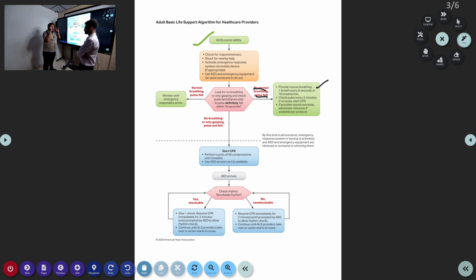What is the duration that you need to check for a pulse? The minimum duration is 5 seconds, and not more than 10 seconds. You don't want to waste time by checking for a pulse for a longer time. So you have done that and there is no palpable pulse. You called for help, you had help already available, and you initiated the patient on CPR.